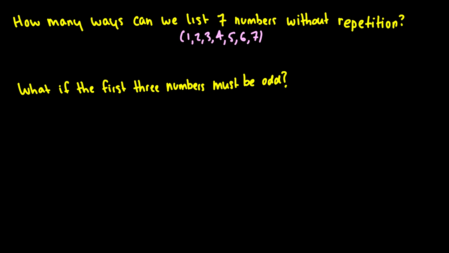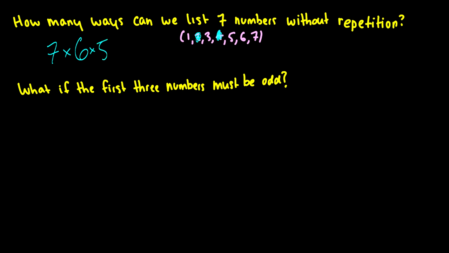So, let's do an application of this. How many ways can we list 7 numbers without repetition? Well, what does this mean? This means we pick some number out of the 7. So there's 7 choices for the first number. And now we have to cross that random number off. So let's say it was 4. Well, now we have 6 numbers left for the second position.